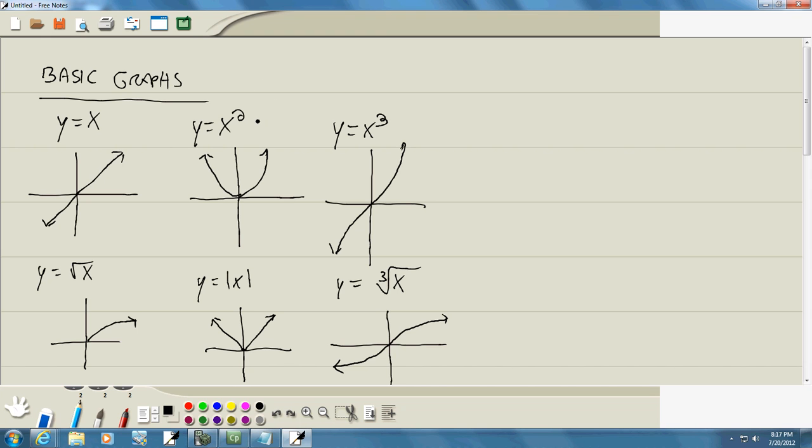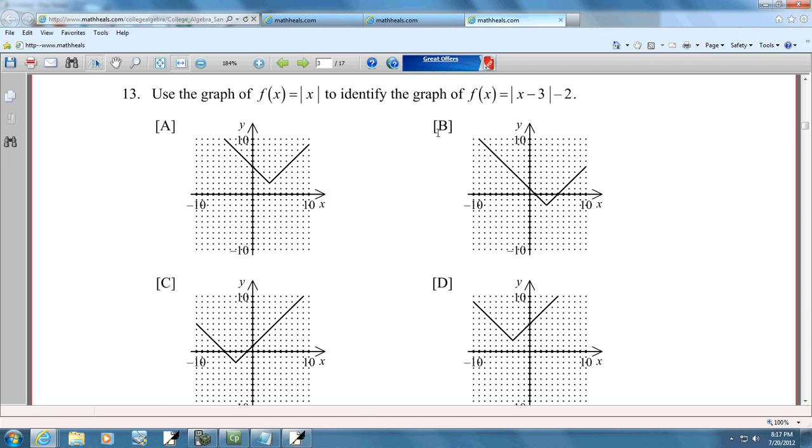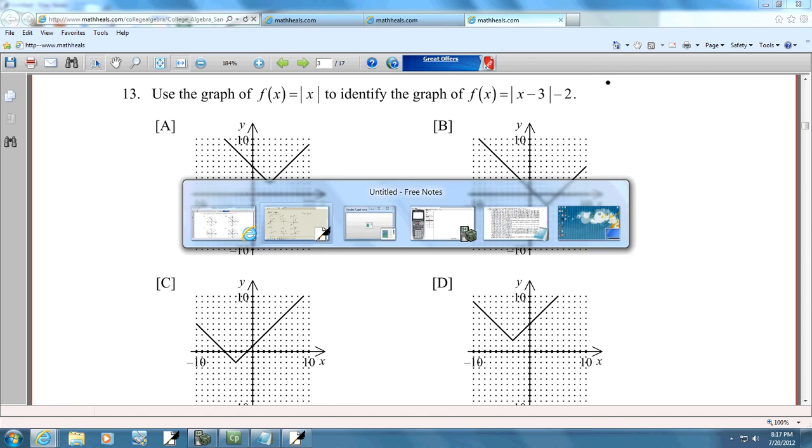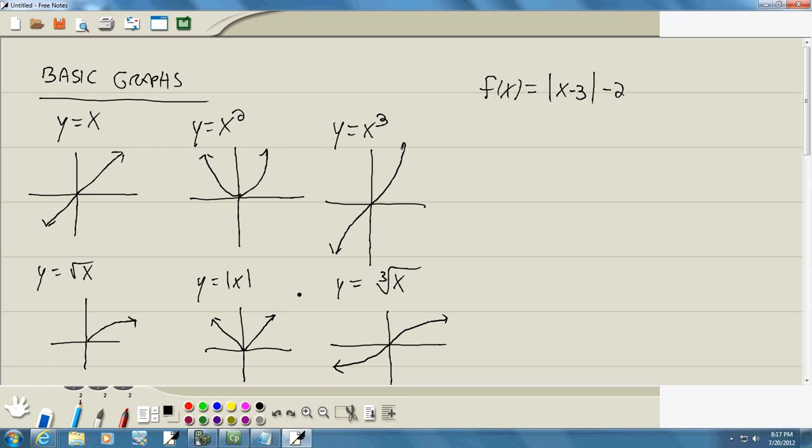Now, if we have numbers at the end or numbers inside with the x, it's going to shift. And that's what this problem is referring to. We got f of x is equal to the absolute value of x minus 3 minus 2. Now, I know it's going to look like this V shape, but what problem was this? This was 13. The number here at the end, if the number's at the end or at the very beginning, it's up or down. So this is negative 2, so this is down 2.